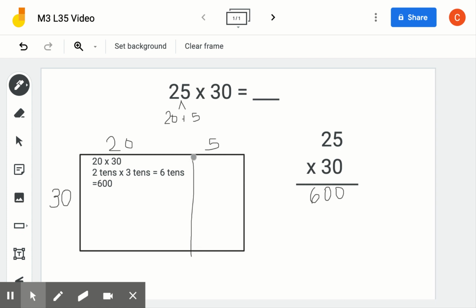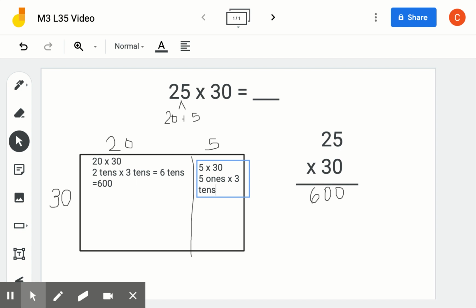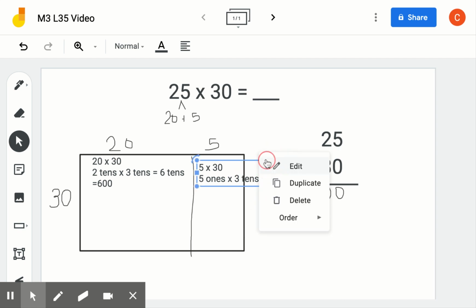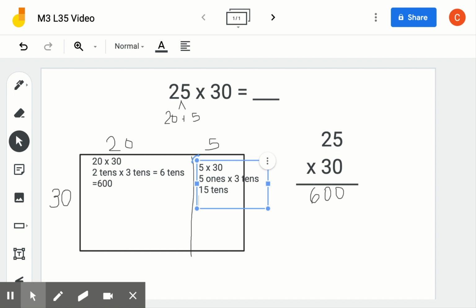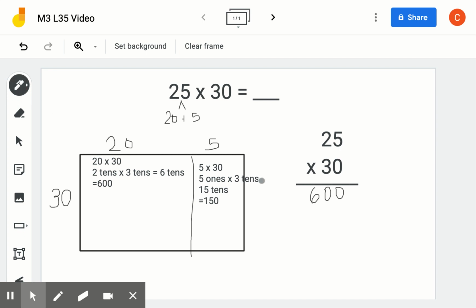Now let's move on to the smaller rectangle. I have a length of 5 and a width of 30. Let's multiply those together. 5 times 30. 5 times 30 is the same as saying 5 ones times 3 tens, right? 5 ones times 3 tens. 5 times 3 is 15. So 5 ones times 3 tens is 15 tens. And I know 15 tens is the same as 150. So the area of this smaller rectangle is 150.